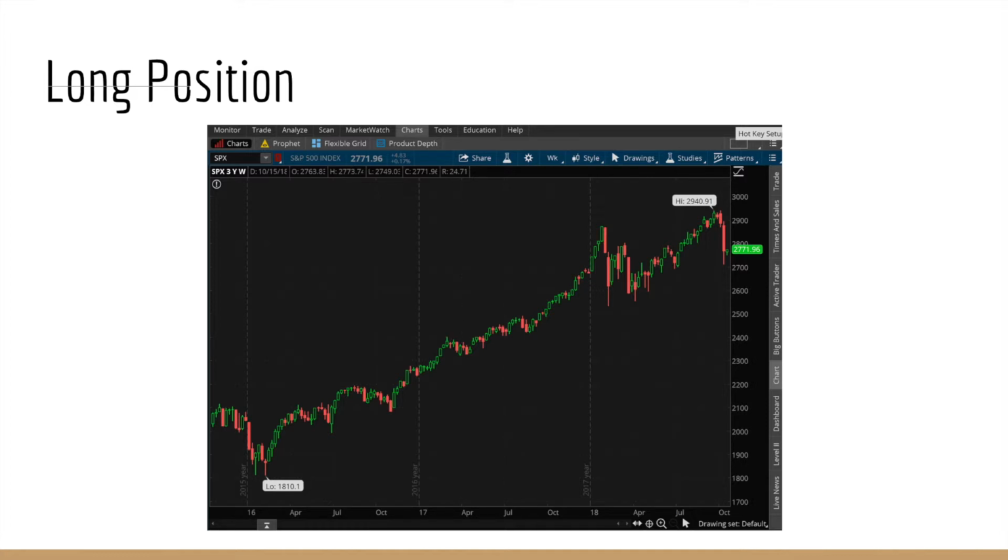A long position just means you think it's going up, you're bullish. You don't necessarily have to hold it for a long period of time. You could hold it for a day. But a long position means it's a positive position that you think the stock's going up.